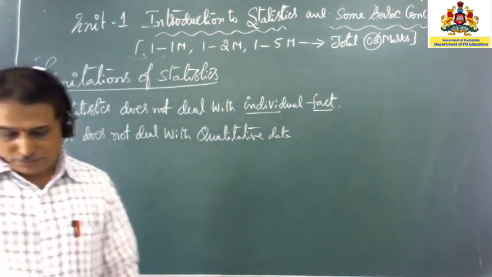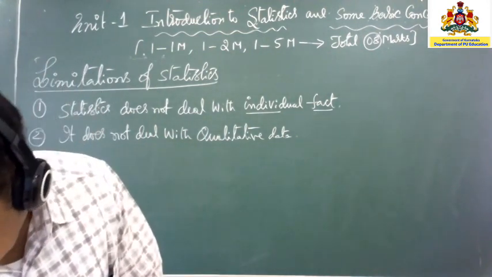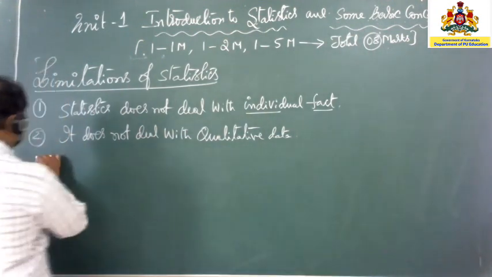Next, the third one is statistics laws are true only on averages.